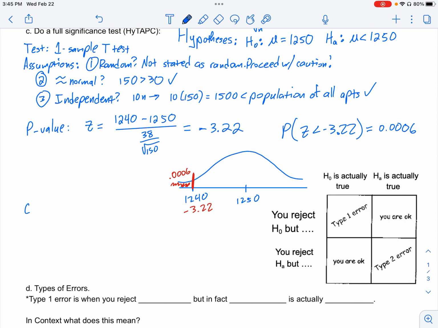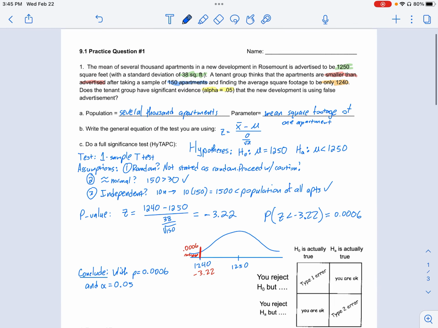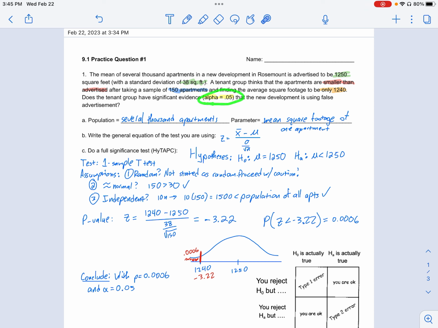So P was p-value, C stands for what's the conclusion? So with P equal to 0.0006 and alpha equal to 0.05, okay, where'd that come from again? That was given to us, okay? What alpha is, it's the cutoff, you guys. If we get a p-value lower than 5%, we will say that that is significant, and we will reject the null hypothesis.